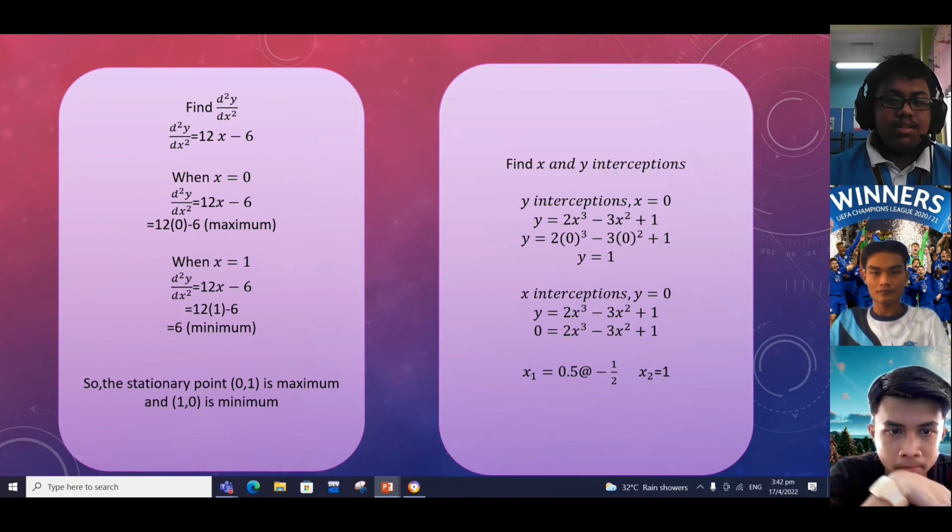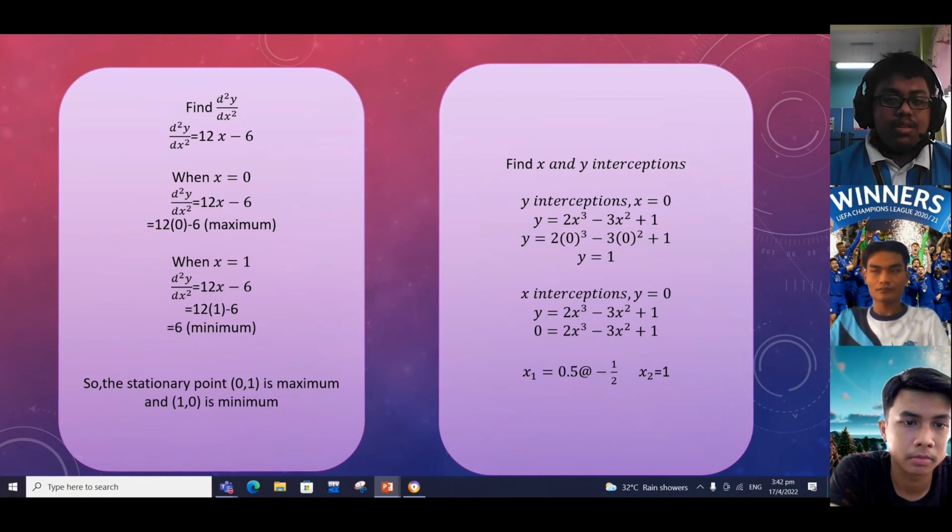For the x intercept, y is the same as 0. y is the same as 2x to the power of 3 minus 3x to the power of 2 plus 1. 0 is the same as 2x to the power of 3 minus 3x to the power of 2 plus 1. So x1 is the same as 0.5, negative 1 per 2, and x2 is the same as 1.